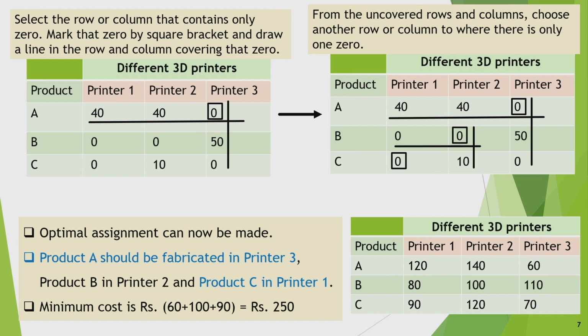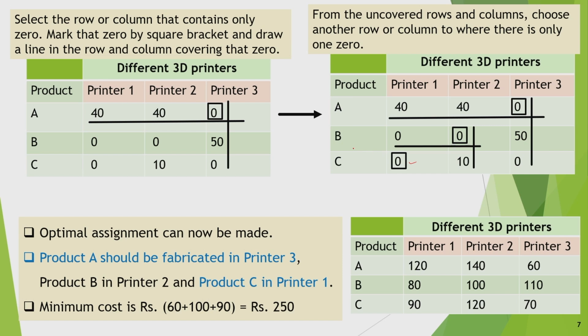So what will be happening, here 0 0 0 10 this type of thing is there. Now what you do, you have to assign something here. From the uncovered rows and columns, choose another row or column where there is only 1 zero. So what is that situation, where there is only 1 zero, maybe here 0 10, here it is only 1 zero because this is already crossed, so you put that, and then after that this will go, so you don't have any choice except that you have to take this one zero. Okay. So that means assignment is done, and therefore you have now made the optimal assignment.